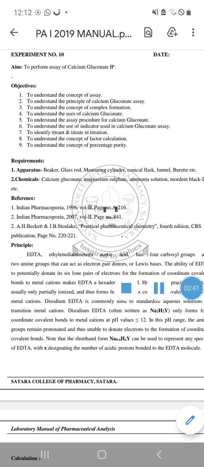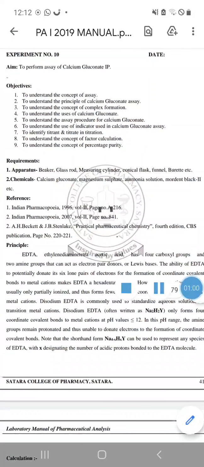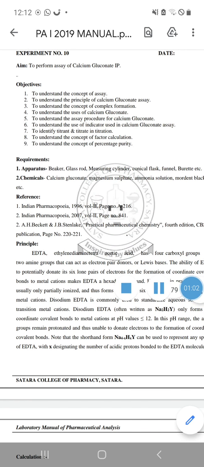Then, to identify the titrant and titrate in titration, the concept of factor calculation, and to understand the concept of percentage purity. The requirements of this experiment are these chemicals: calcium gluconate, magnesium sulfate, ammonia solution, and mordant black second. These are all the chemicals used for the calcium gluconate assay.